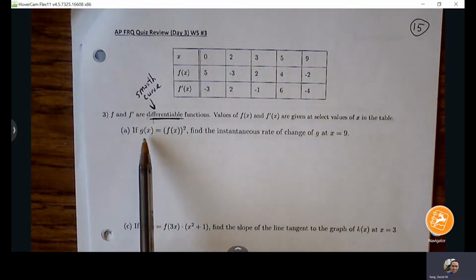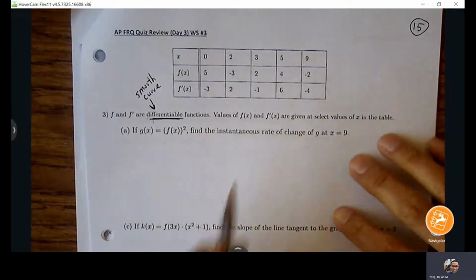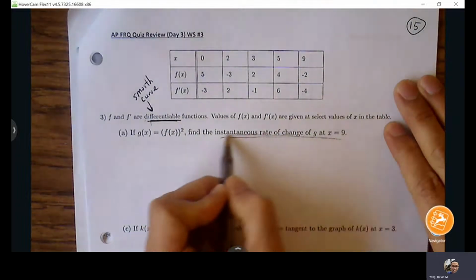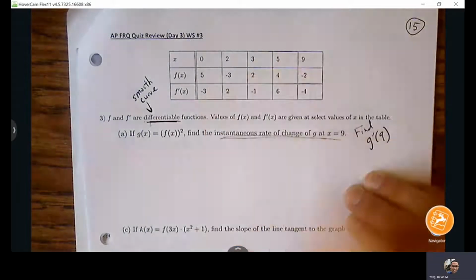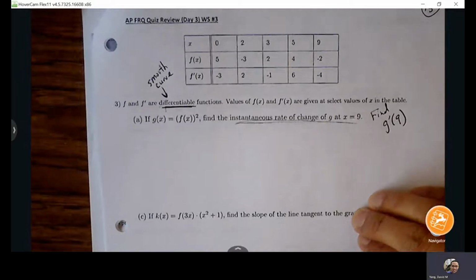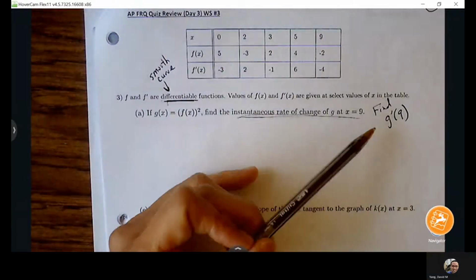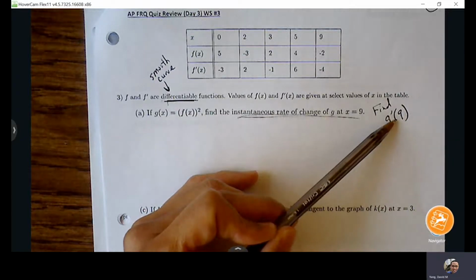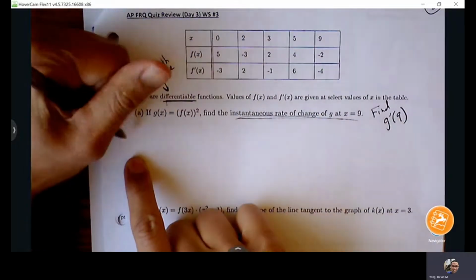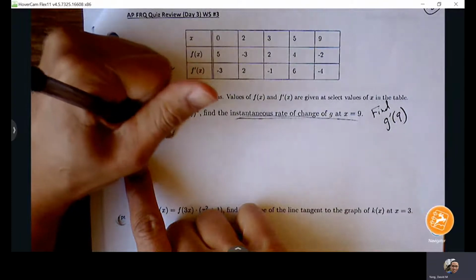For part A, if g of x equals f of x quantity squared, find the instantaneous rate of change of g at x equals 9. This is just another way of saying find g prime of 9. But before we can find g prime of 9, we have to first find what? Yes, the derivative function. It's always a two-step process: we always have to find the derivative before we can plug anything in. Let me rewrite the function to help us see the process involved here.